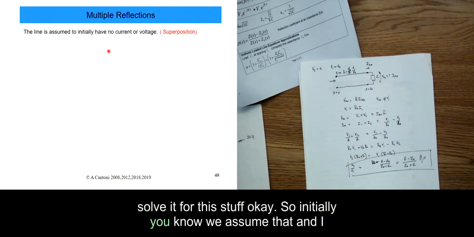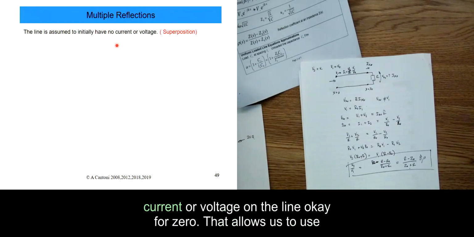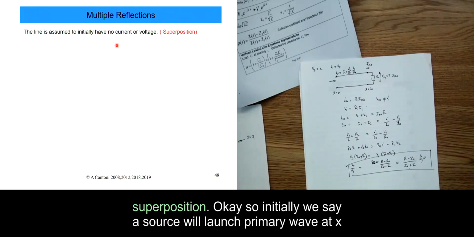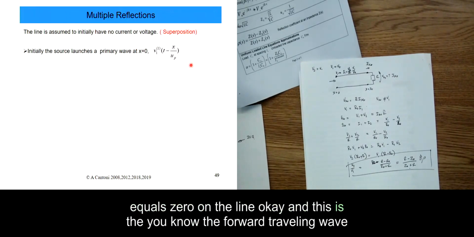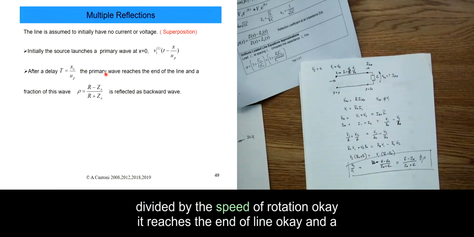Initially, and pretty much in all of our analysis so far, we assume we have no current or voltage on the line, and that allows us to use superposition. So initially a source will launch a primary wave at x equals 0 on the line, the forward traveling wave down the line. After time t, given by the length of the line divided by the speed of propagation, it reaches the end of the line.